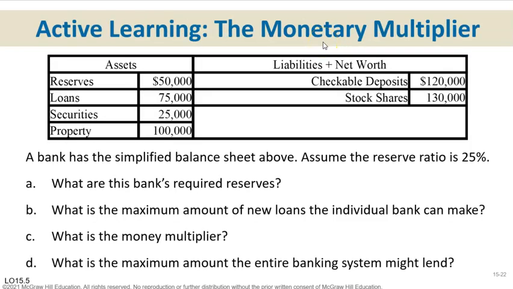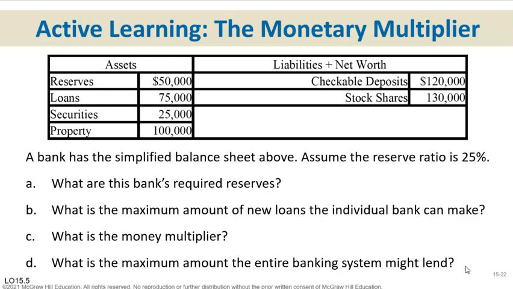Here is an activity to try. We're looking at an individual bank's balance sheet here. The reserve ratio right now is 25%. Solve for the bank's required reserves. Solve for the maximum amount of new loans the individual bank can make. That means you're solving for excess reserves. Next, solve for the money multiplier. And finally, solve for the maximum amount the entire banking system might lend.